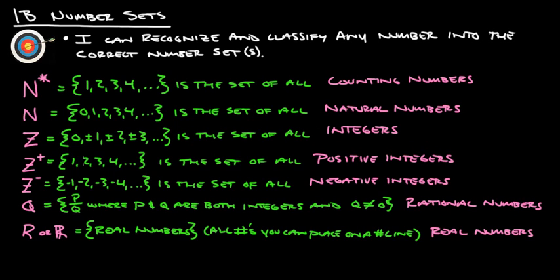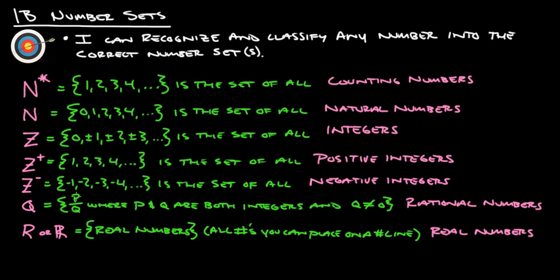Z with the plus is 1, 2, 3, 4. It's just the set of all the positive integers. Okay, and then Z with the minus is -1, -2, -3, -4, which is just the set of all the negative integers.